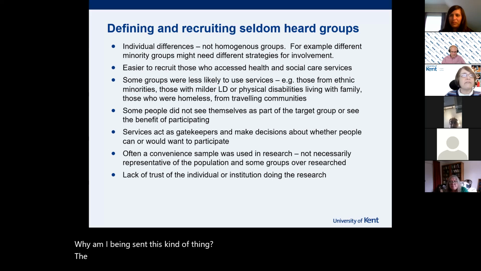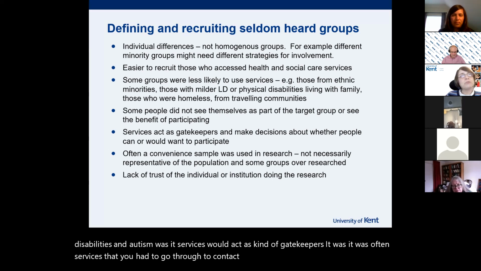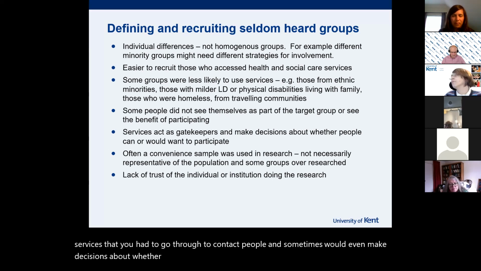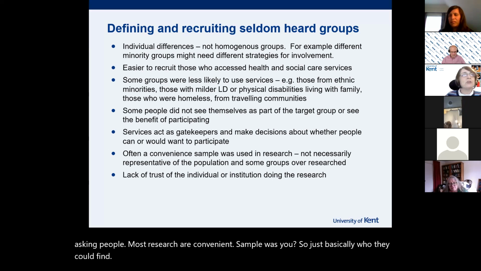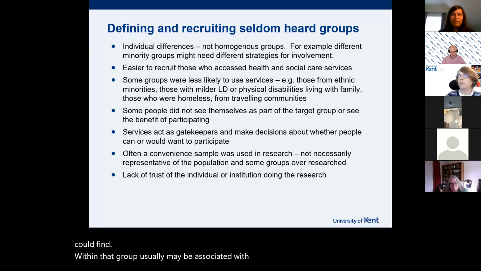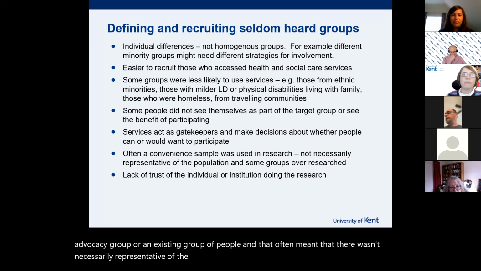The other thing that particularly affected people with intellectual disabilities, learning disabilities, and autism was that services would act as gatekeepers. It was often services that you had to go through to contact people, and sometimes they would even make decisions about whether people can or would want to participate in research without actually asking people. In most research, a convenience sample was used, so just who they could find within that group, usually associated with an existing community group or an advocacy group. That often meant it wasn't necessarily representative of the population, and some groups were over-researched.